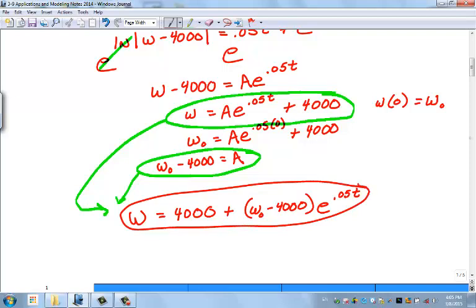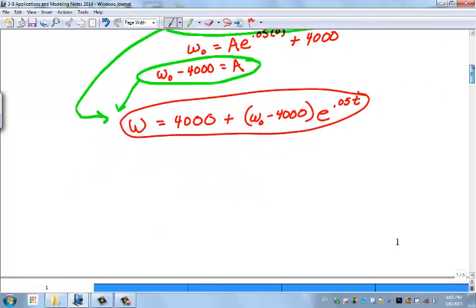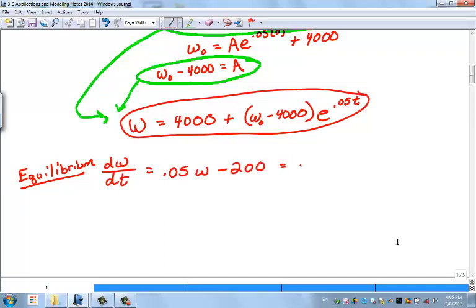find the equilibrium. To find the equilibrium, it's very easy to do. We just need to take our original equation and set it equal to 0. Not our solution, but our original equation, right? So dw dt, our original equation. Let me write equilibrium here so nobody gets confused. dw dt equals 0.05 w minus 200. So I'm setting that equal to 0.